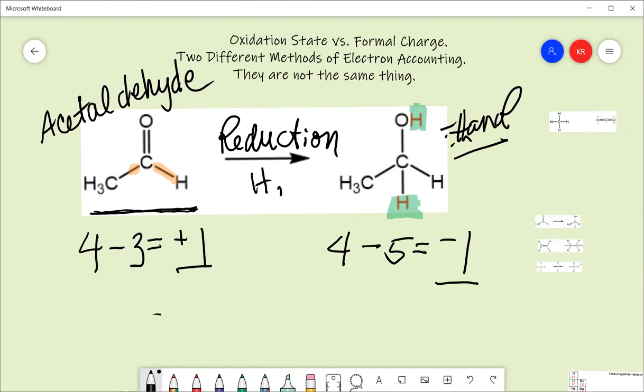H2 across this double bond right here, right? So more broadly, this is a reduction reaction, but this can also be considered an addition reaction, because I've added something across that double bond.